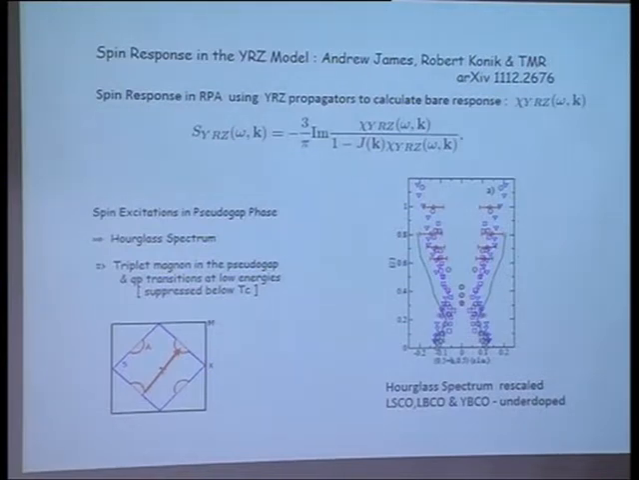Then we have this triplet magnon mode, which comes in here around 30, and then we have an isotropic continuation of this magnon mode to higher energy, and that agrees quite well with the experiment here. These are a set of experiments from different samples, and they are scaled by a number J here so that they all lie on the same curve. So these calculations describe quite well the spin response in the pseudogap phase.